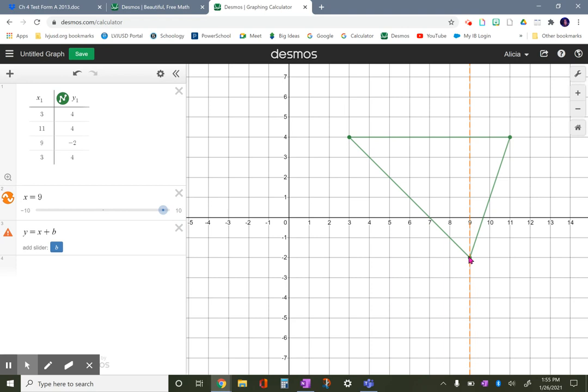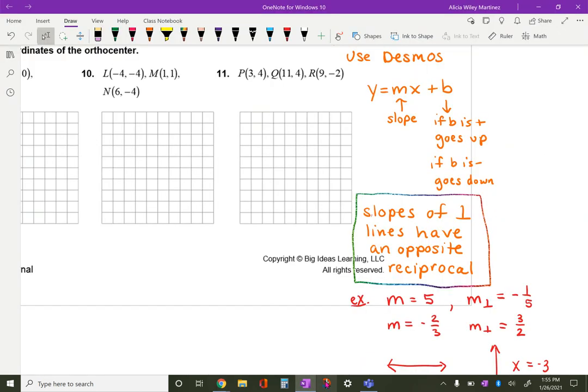So we're going from this point. I'm going to go up 1, 2, 3, and then I'm going to go right 1. That gives me a slope of up 3 over 1. It gives me a slope of 3. That means that the slope of the perpendicular line needs to be opposite, so negative, and reciprocal of 3, 1/3.